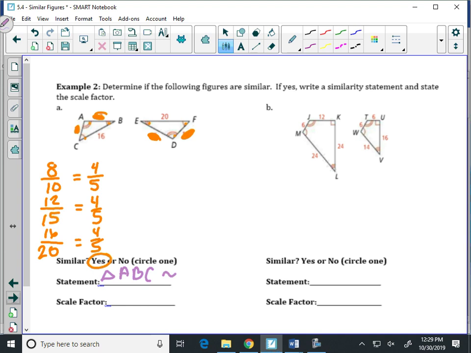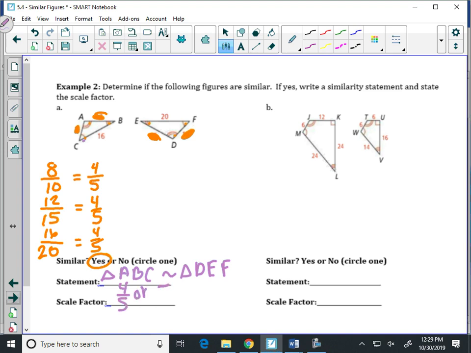It's similar to, so we make our squiggle, you have to name the next triangle in that same order. So we said A, B, C, 2 to 3 to 1. How do we have to name the other one in the same pattern? D, E, F, 2, 3, 1. Same order. The scale factor is just the fraction that you got every single time. Okay. So our scale factor is just going to be 4/5.